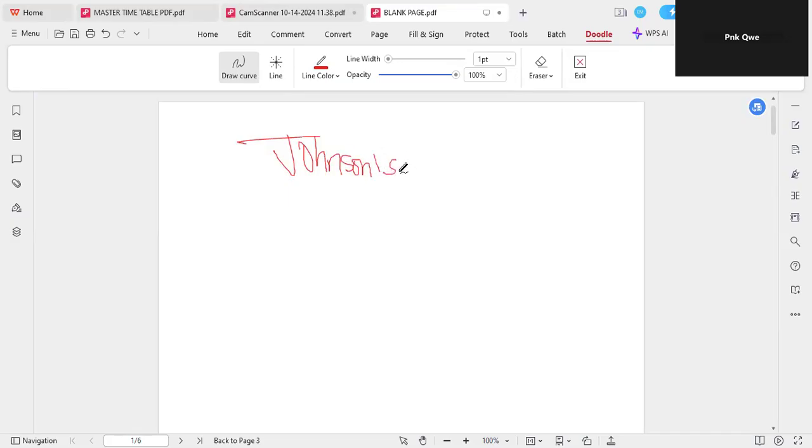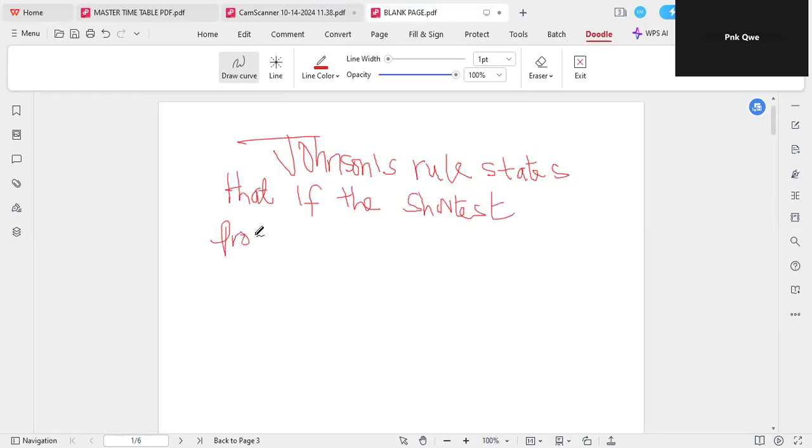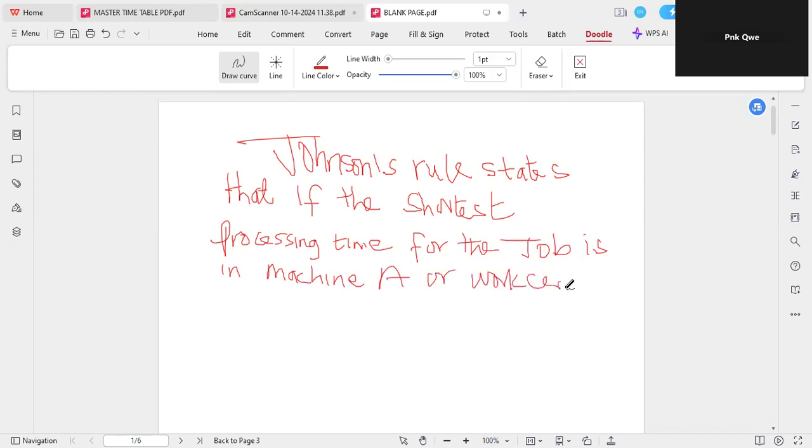Okay, so Johnson's rule states that if the shortest processing time for the job is in machine A or work center 1, do that job first in the schedule.